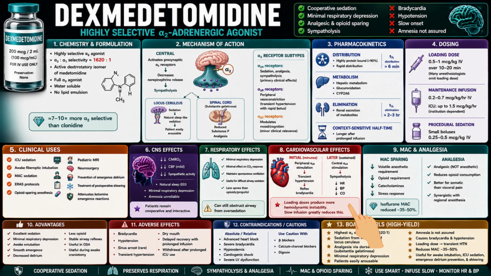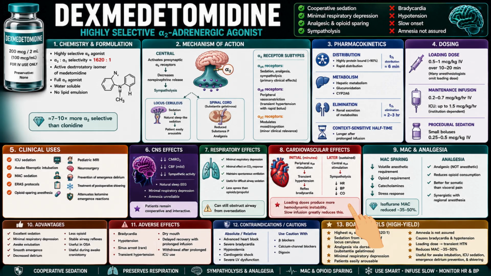Central α₂-A receptor stimulation in the locus ceruleus decreases norepinephrine release: sympatholysis, heart rate falls, blood pressure falls, cardiac output decreases. This is the sustained hemodynamic effect, the effect you manage throughout the infusion. The bottom line: heart rate decreases, blood pressure decreases, cardiac output decreases with sustained infusion. Loading doses can produce more hemodynamic instability. Slow infusion greatly reduces this.